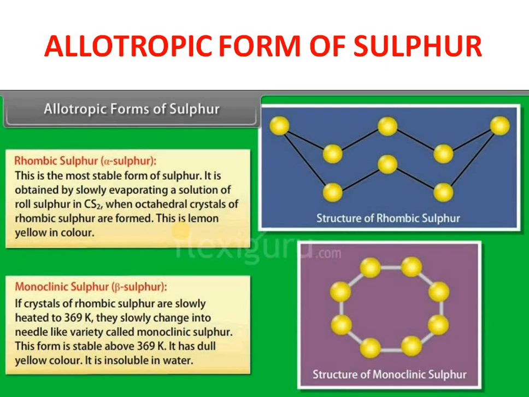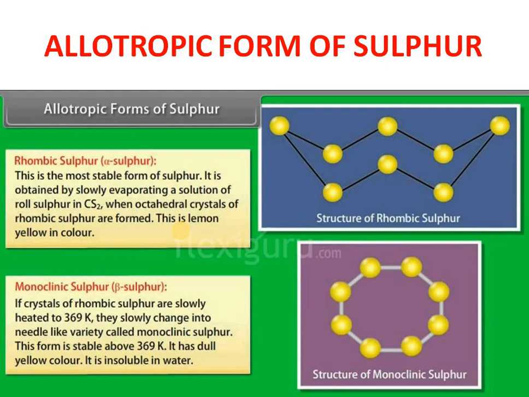Okay, so monoclinic, that is beta sulfur. We can obtain monoclinic sulfur from alpha sulfur or rhombic sulfur, and these crystals are obtained when you slowly heat it to 369 Kelvin. Why slowly? Because an increase in temperature brings a drastic change in the sulfur forms. We'll discuss that in detail. The crystals slowly change into a needle-like variety called monoclinic. It means the only difference is the shape. The rhombic is octahedral, and this one, monoclinic, has a needle-like shape.